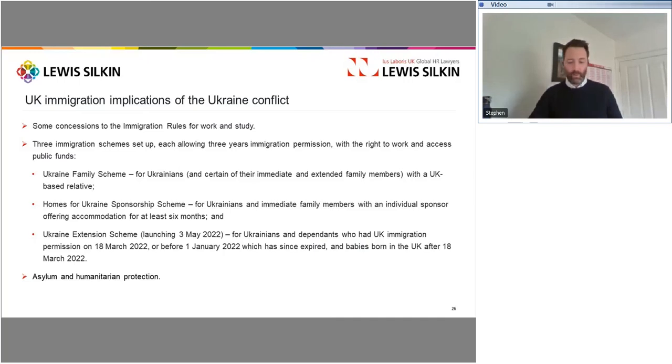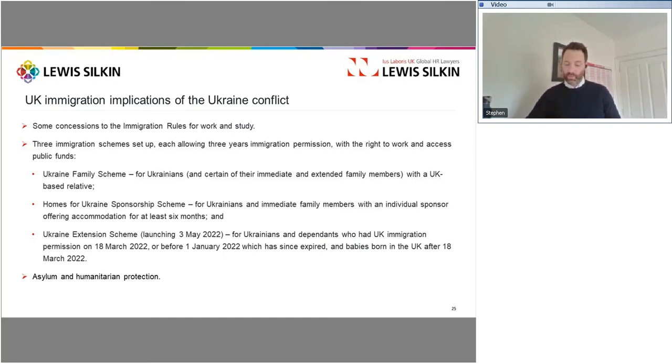So the Ukraine Family Scheme is open to immediate and extended family members of British nationals, UK settled persons and certain other categories. Eligible applicants are able to live, work and study in the UK as well as access public funds for up to 3 years. It's free to apply and the immigration health surcharge isn't payable.